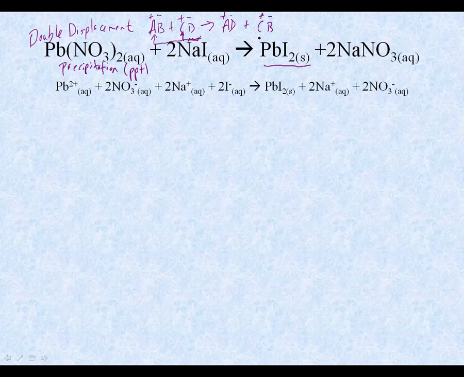So the result of these guys switching partners and making new ions and new compounds, one of these guys on the product side, based on some solubility rules that we'll talk about, will make something that's a solid. Probably not both, but one of them usually will become a solid. And that solid is what is known as a precipitate. And that's why these types of reactions are oftentimes called precipitation reactions.